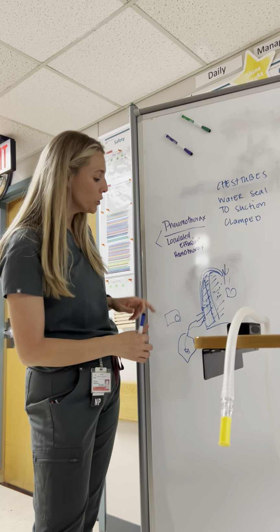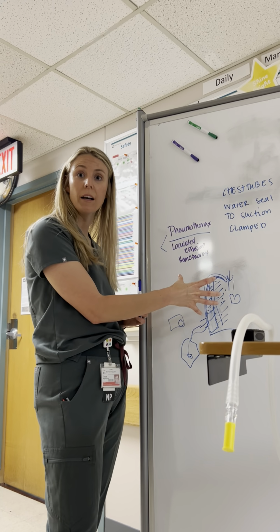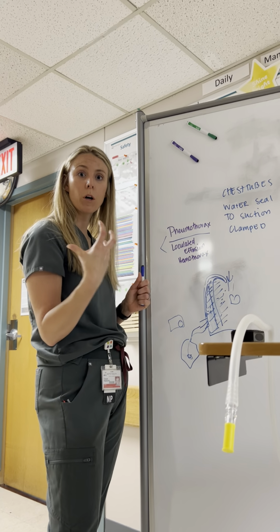With loculated effusions, you may not see an air leak, okay? Because it's just this big pocket of pus. We're trying to get fluid out of it. So with the hemothorax and the loculated effusion, we're looking more at how much we're draining out of the chest tube. Somebody's been bleeding in their lung, we've stuck the chest tube in there.